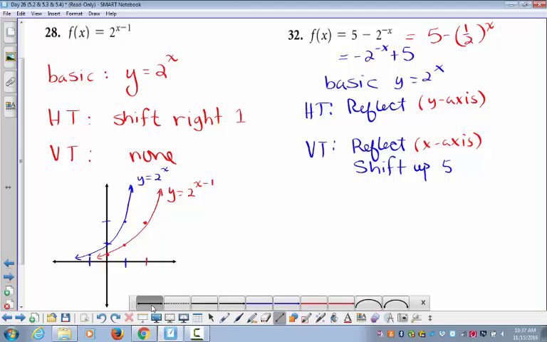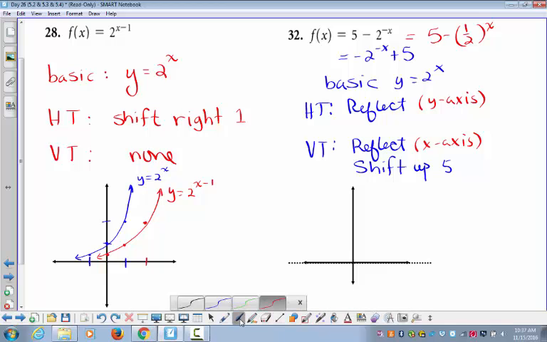All right, so then we're going to apply our horizontal transformations first. And we're starting with a basic exponential of 2 to the x. So 2 to the x we know looks like this. Don't graph that as a line. It's not a line. It goes up very quickly. Okay, so first we're going to reflect through the y-axis, so that's going to take it this direction.